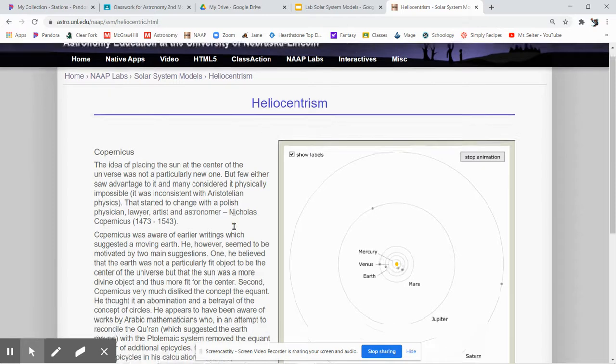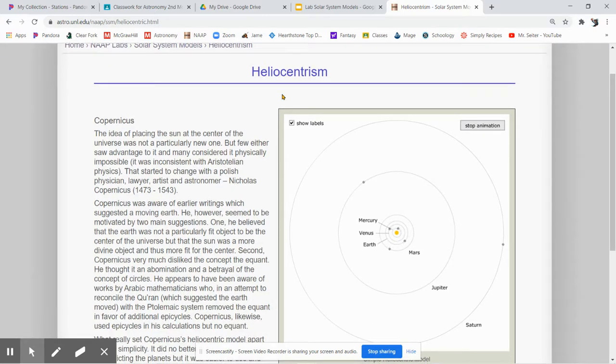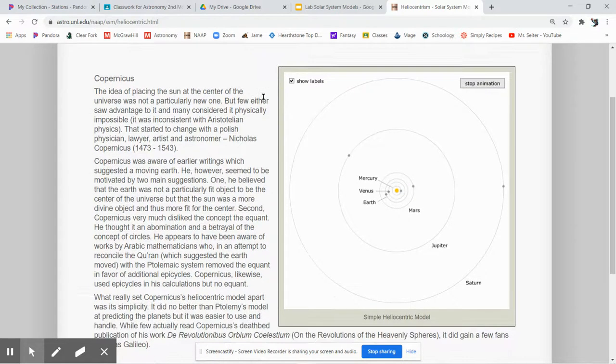Along came Copernicus and the heliocentric universe. That is, the sun is in the middle, or is being orbited instead of Earth. The idea of placing the sun at the center of the universe was not a particularly new one, but few either saw advantages to it, and many considered it physically impossible. It was inconsistent with Aristotle.